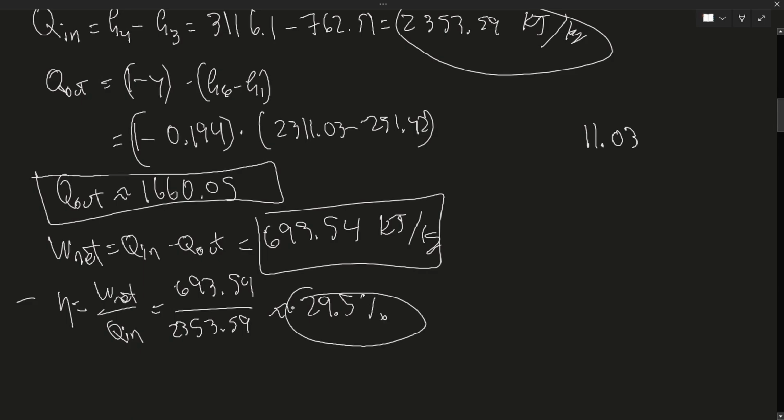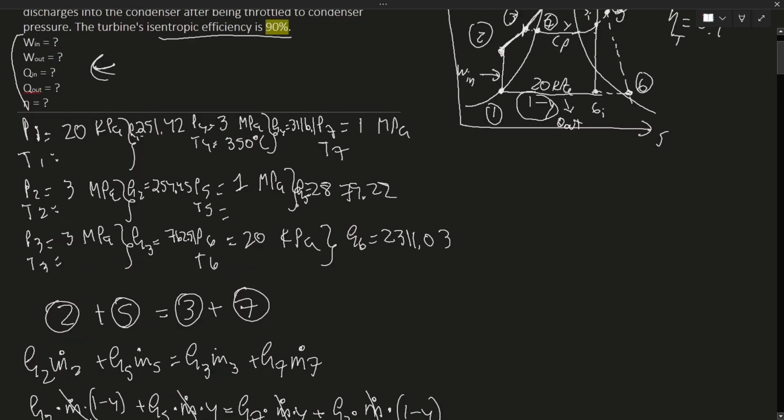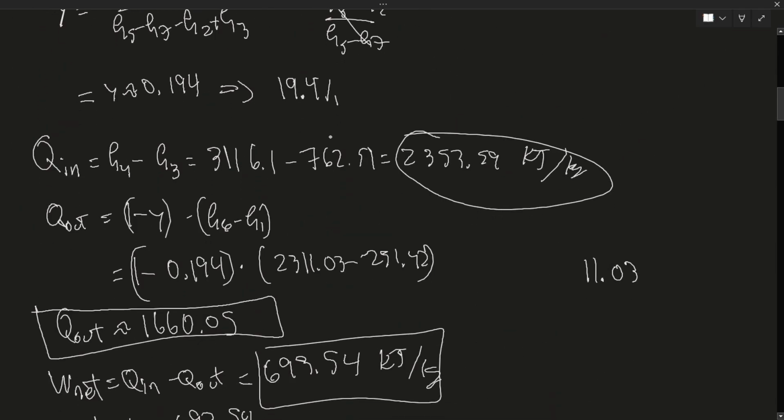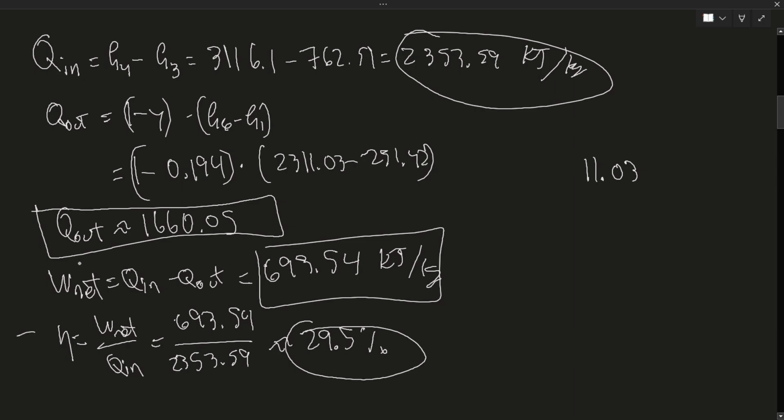And that's it. The reason why usually in your solutions they're not going to calculate the W out over here is because you have to take into consideration the Y over here and the Y's over here, and it's a little too complicated. So instead, they use this formula over here, which is a lot easier. And that's it. That's how you solve your closed feed water systems.